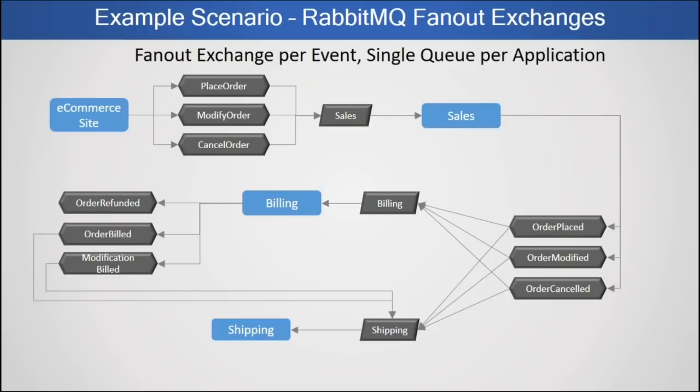And then the sales application has a single queue, and it binds its queue to all 3 of those events. So why a single queue? That is because we want relative ordering of events. We could have 3 different queues, one for each of these events. But the trouble is that the place order request is probably going to be high volume, and the cancel order probably is much lower volume.